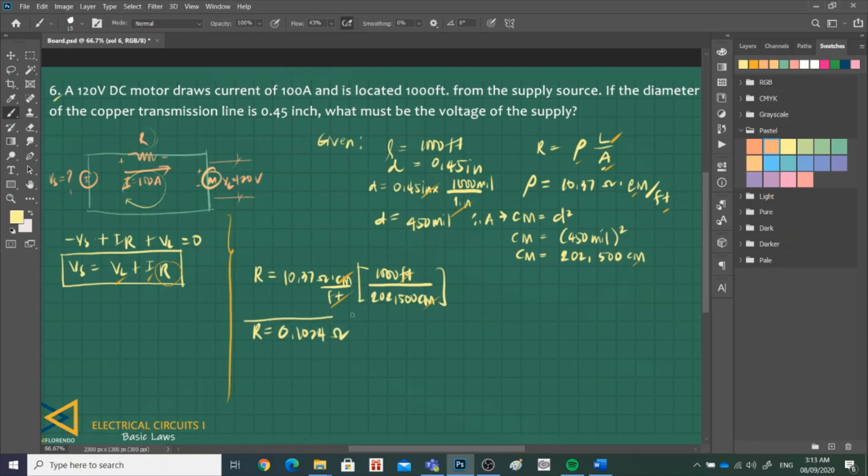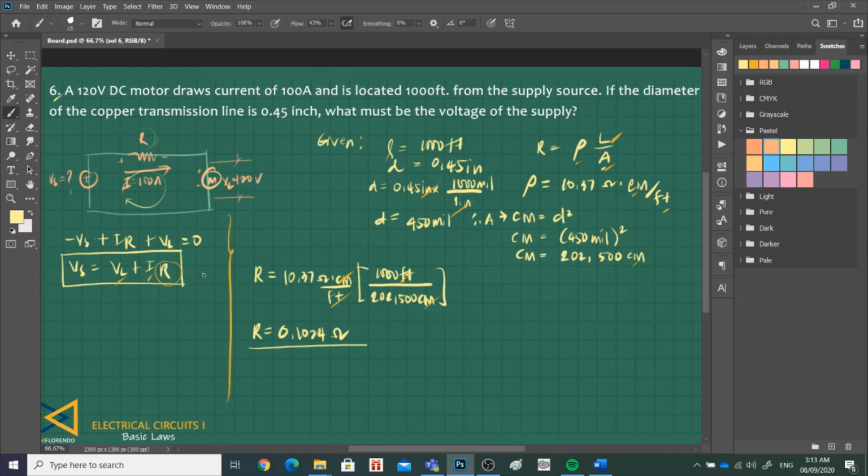Maliit lang, kasi ganyan naman talaga sa wire. Maliit lang talaga yung resistance niya. So, imumultiply mo yan, gaano kahaba yung wire. Kapag mahaba yung wire, mas malaki yung total resistance niya. Kapag ganon, mas malaki yung voltage drop dun sa ating system.